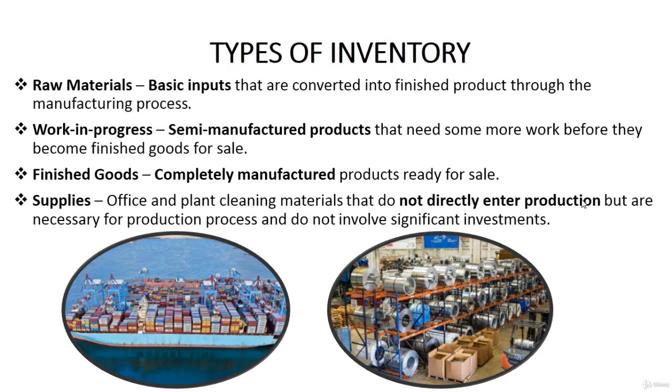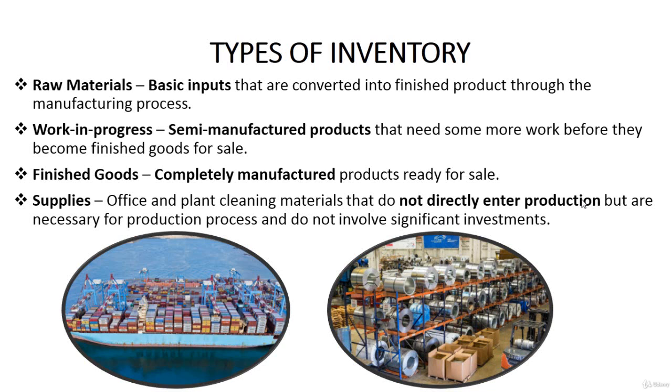The second type is work in progress. Work in progress means semi-manufactured product that needs some more work before it becomes a finished good for sale. It means that it is not raw material and it is not finished good. Between these two, it is called work in progress. In the garment factory, the cutting, then sewing and quality checking, then packing, these progress items are called work in progress, right?